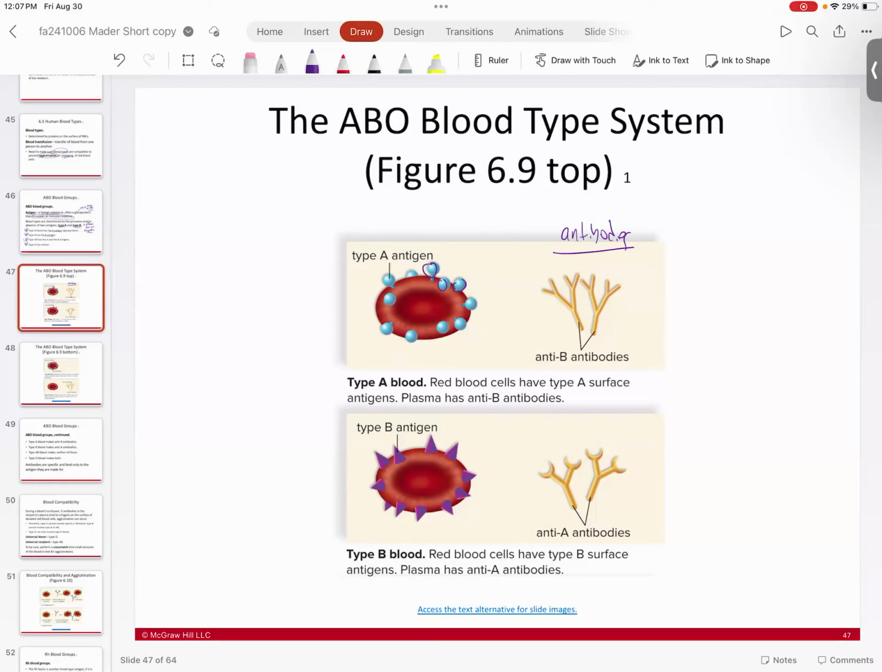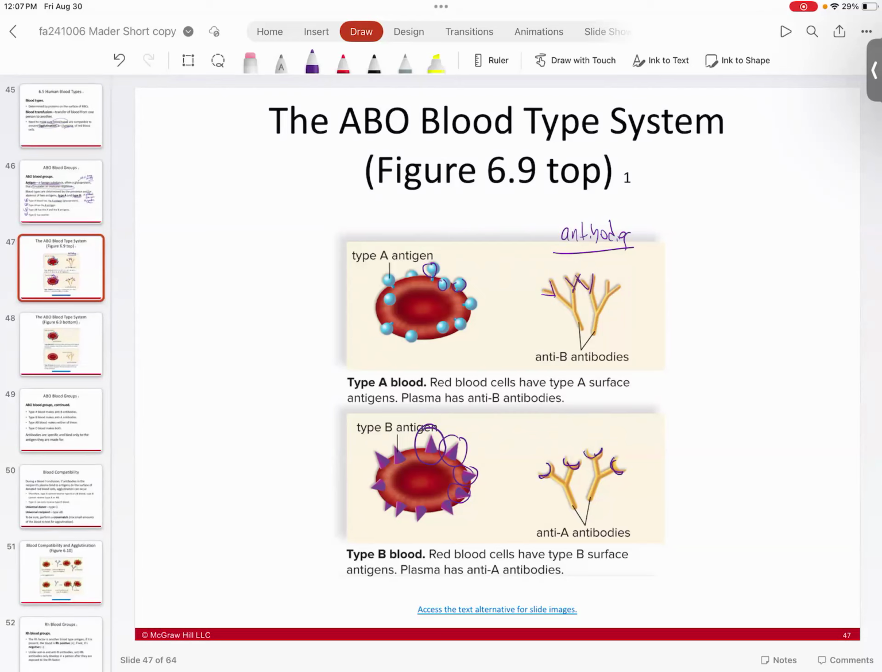So it's like, it sees that, and it's like, I don't have a problem with that. However, it does not know what B-type is. And so as a result, it makes antibodies against the B-type antigen. Same thing for the B-type person. The B-type person has B-type antigens, which you can see here as the triangular spikes, but the antibodies it doesn't have are going to be made against what it doesn't know. It doesn't know what A-type is because it never grew up with that. And so it makes antibodies against what it doesn't know. In this case, the A-type antigen.